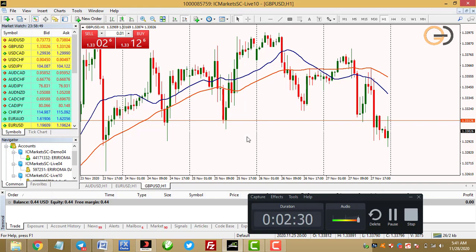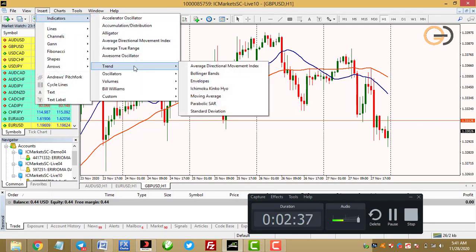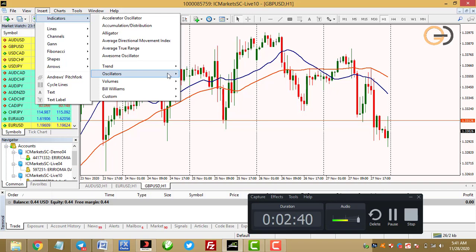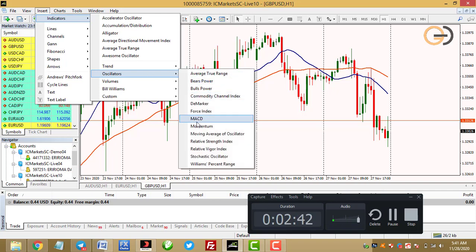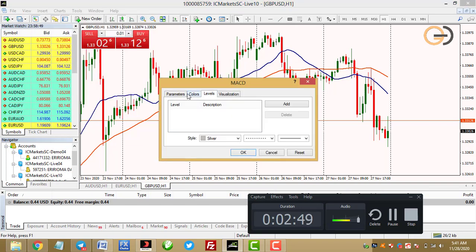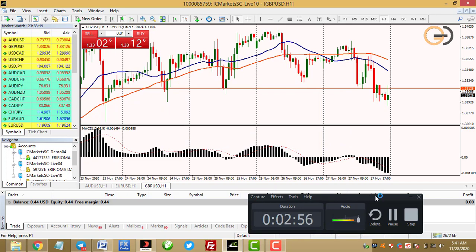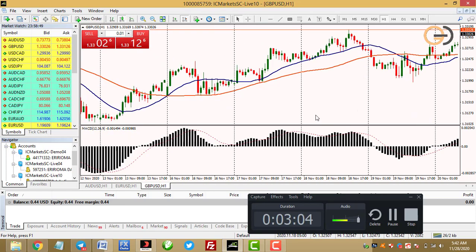Now the last indicator I want us to add to the chart is the MACD. So go to insert, go to indicators, I think it should be under oscillators, you go to MACD, look at it here, MACD. You need to know this MACD. So the levels are correct. Fast is 12, 26, 9, apply to close, you say okay. All right, so this is exactly what you get on the chart once you have added your indicators.